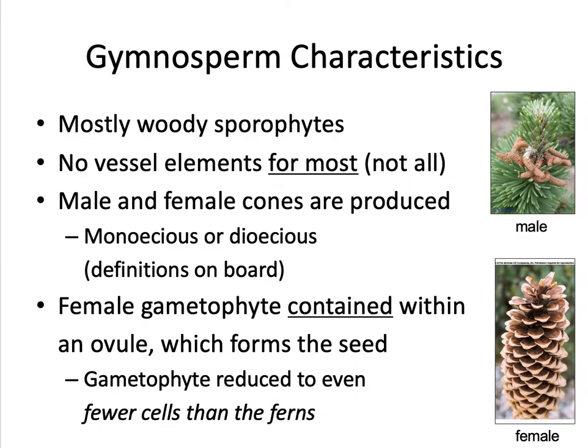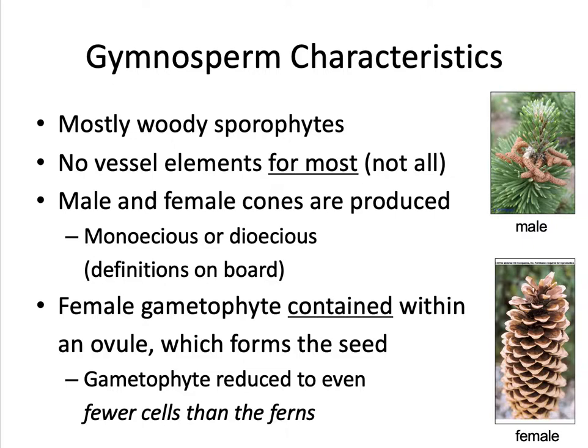So what are the general characteristics of a gymnosperm? Well, most of them have woody sporophytes. These are sporophyte-dominant organisms. The gametophyte is very small, found inside the cone. There are no vessel elements for most of these gymnosperms. We're going to see there is one group that did evolve vessels. Remember, vessels are found in angiosperms, but gymnosperms just have tracheids in their xylem.